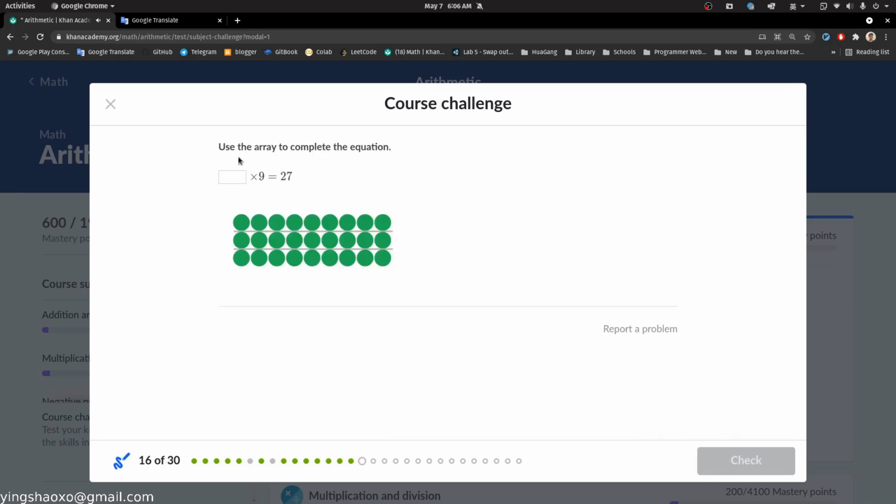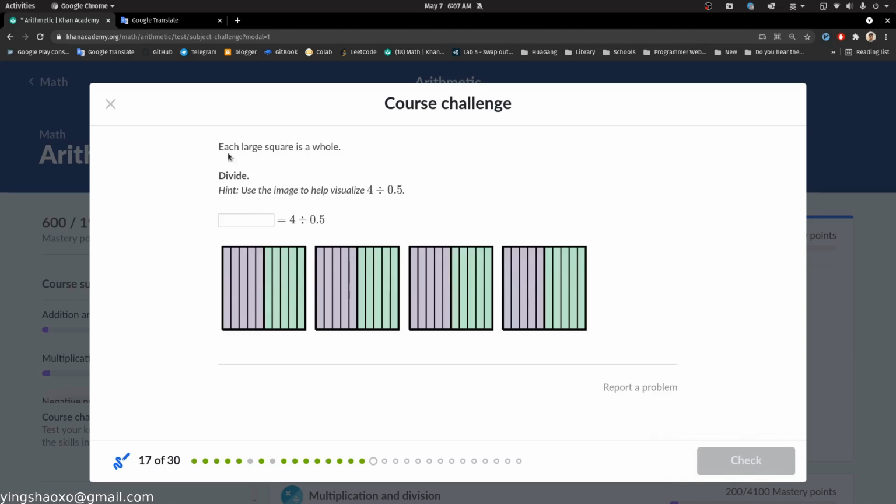Let's go on. Use the array to complete the equation. What number times 9 equals 27? Since I already memorized those simple multiplication expressions, I could immediately get the answer, which is 3.